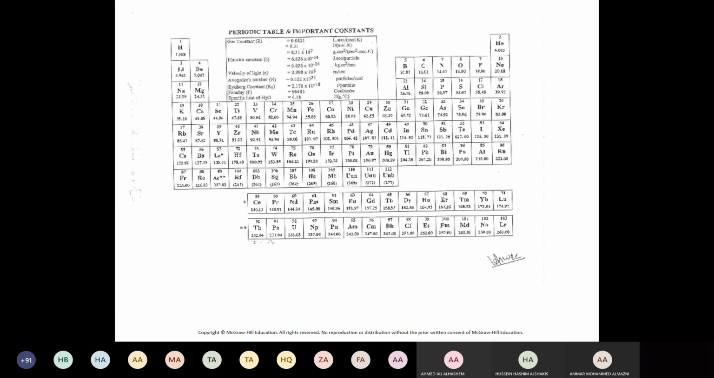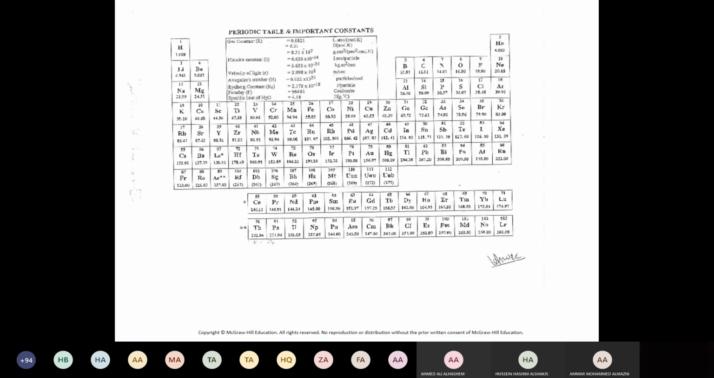As I said, first thing, I want you to make a copy of the periodic table and make it available with you all the time, in every lecture. Why? Because we will always refer to it. And I want you to use my periodic table. Why? There are many reasons. The first reason is you are given the periodic table. This is the periodic table that we are using.